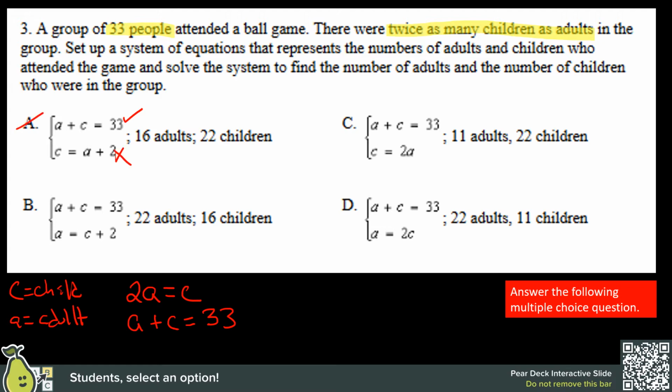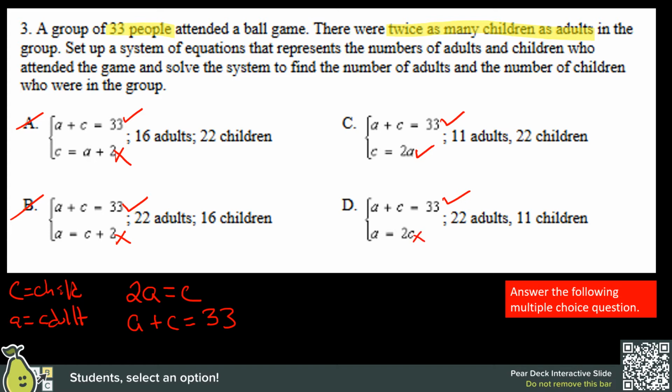Okay, B says A plus C equals 33. That's good. And then adults equals children plus 2. No, we just said that couldn't be good, right? We have to multiply. C says A plus C equals 33. Okay. And that children equals 2 times the adults. That seems right. Let's check the last one. A plus C equals 33. That's good. And that adults equals 2 times the children. Well, we don't have twice the number of adults. We have twice the number of children. So this is no good.